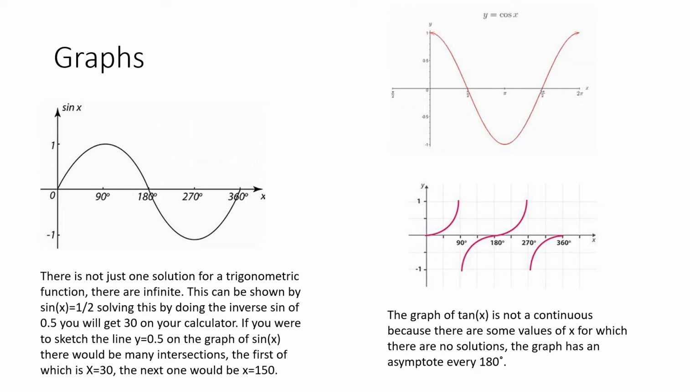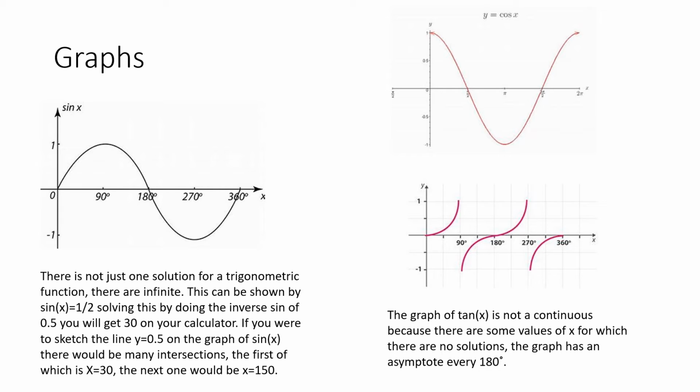Here on the left, we have the graph of sin x. On the top right, we have cos x, and the bottom right, we have tan x. Very interesting. On the left, we have sin x, and you'll notice how it repeats every 360 degrees. Well, cos x is the same, but it's been moved along by 90 degrees.